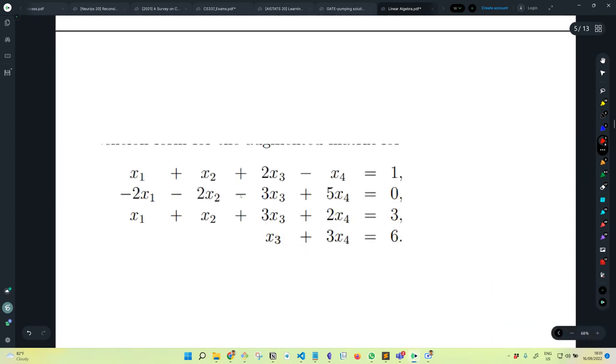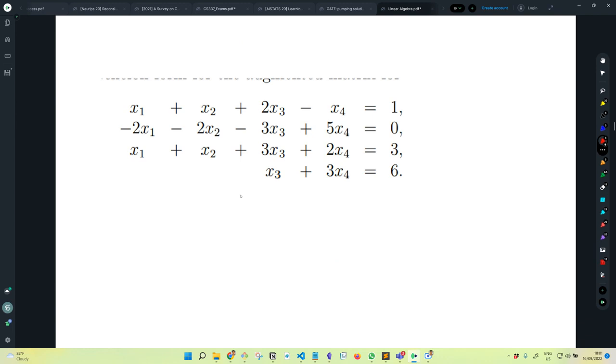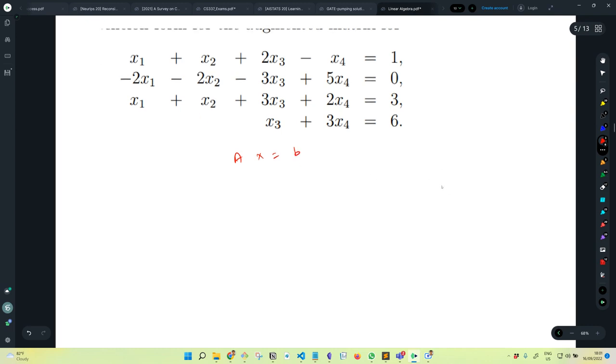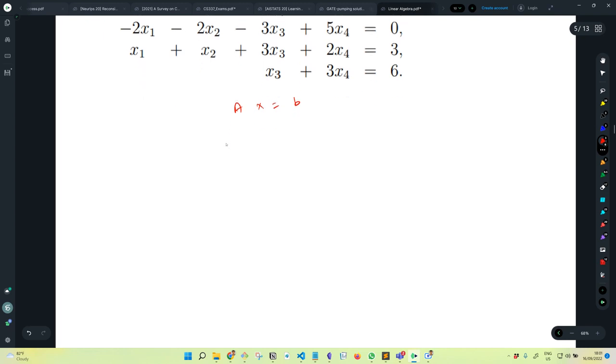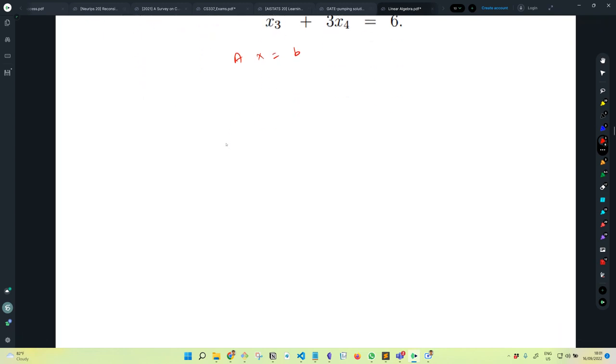So, basically, I'll assume that, given a system of linear equations, you know how to convert this into AX equal to B format. So this is the precursor to today's lecture. I assume that you are familiar with this. From this, we'll get started to some important concept called row reduced echelon form.